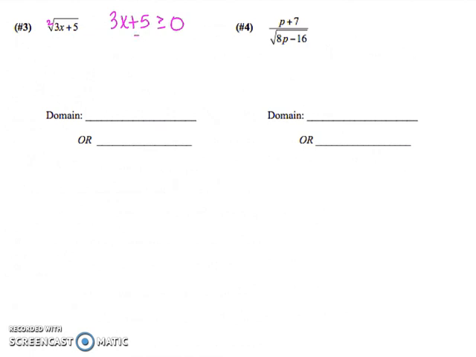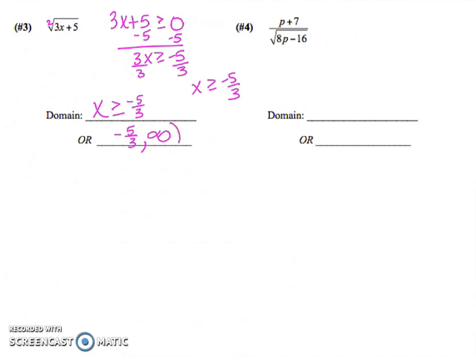So we can just do a little algebra here. Solve for x. So that gives us our domain. That tells us that all of our x values, if we want to keep this expression real, all of our x values have to be greater than or equal to negative 5/3. Now, if we were going to write that in interval notation, that means that x can be negative 5/3 or bigger.